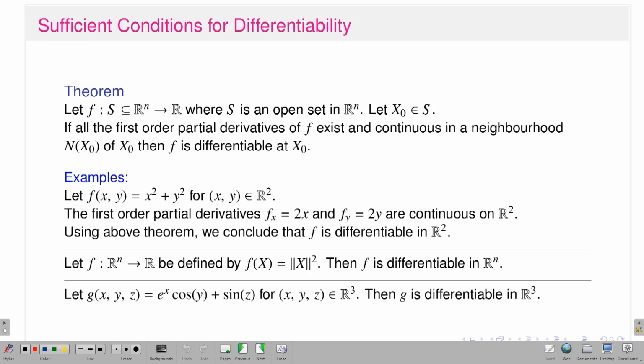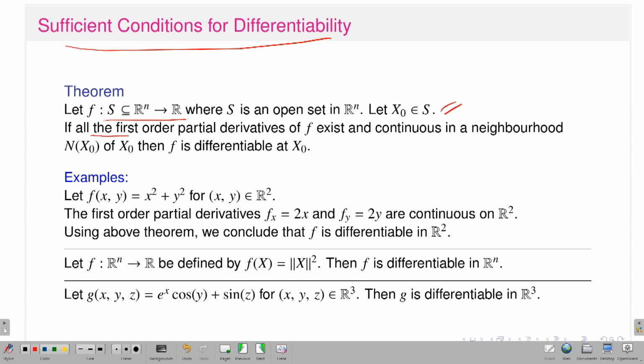In my last lecture I already discussed the necessary conditions for existence of total differentiability at x naught, or if the total derivative exists. Now, as I promised, is there any sufficient condition, that means should the existence of partial derivatives imply the existence of total derivative? The answer is yes. I have written this as a sufficient condition for differentiability. Let f be a map from Rn to R, where S is an open set in Rn. Take a point x naught in S.